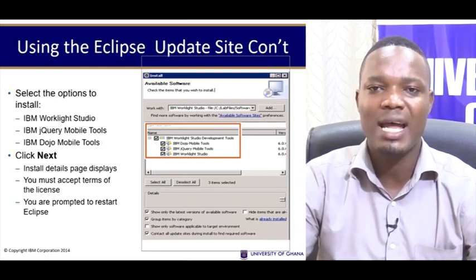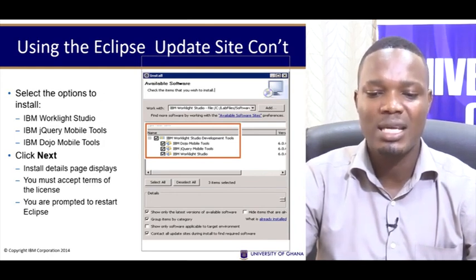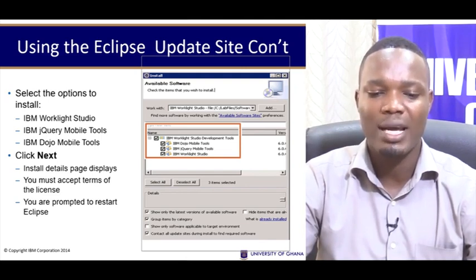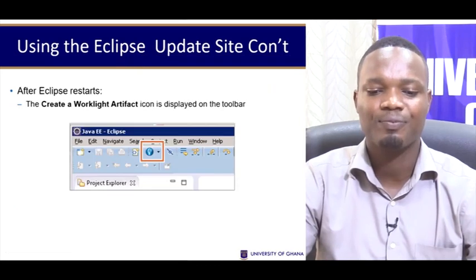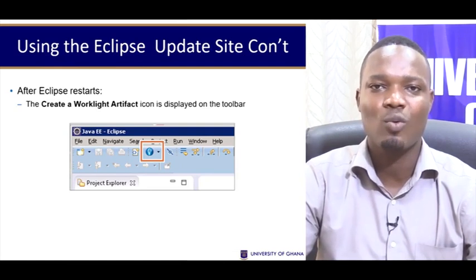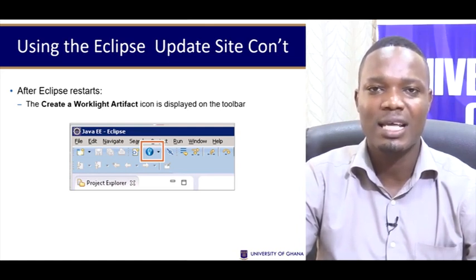Now this is going to open another interface where you are going to see the IBM Worklight Studio development tools. When you expand that, you find that it has IBM Dojo Mobile Tools, IBM jQuery Mobile Tools, and IBM Worklight Studio. Now you click on Next. This is going to continue, take some time, and then install the Worklight Studio into your Eclipse. After the installation is successful, you are going to see a blue icon which represents the Worklight. You can see that blue icon highlighted in the screenshot.